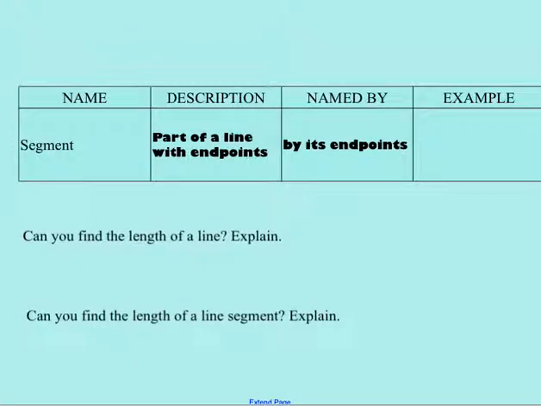So when we're talking about linear measurement, we're talking about segments. First of all, we need to define a segment. We've learned about lines, planes, and points. Now we're going to talk about line segments. A segment is a part of a line with endpoints. The biggest thing you need to know about a segment is that it ends.